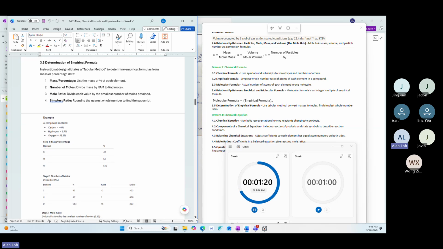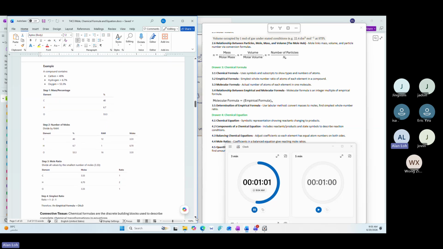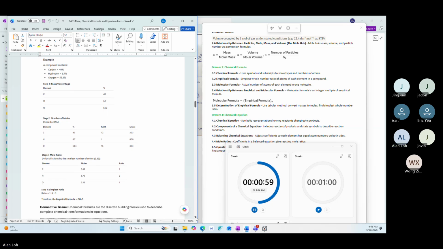Determination of empirical formula. Okay, I'll scroll down a bit more to cover the last part. This chapter is not too difficult, but there are new definitions or new terms that you need to know.